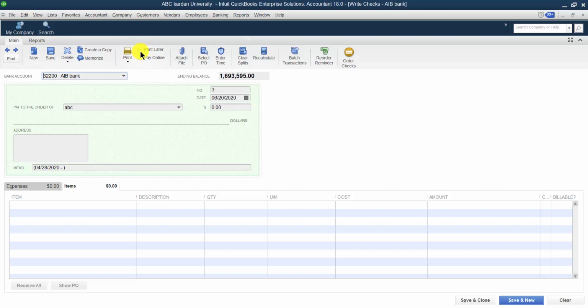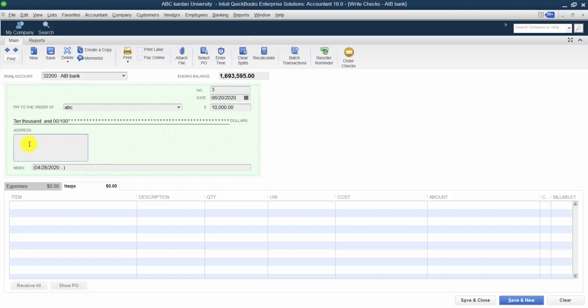But when you click this one, it means print right now, but this is check number 3, right? Here you can mention the amount of the check, how much, for example, you want to make payment. Let us say, for example, we want to make a payment of 10,000, right?